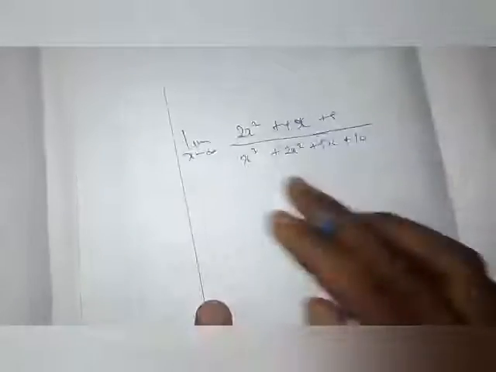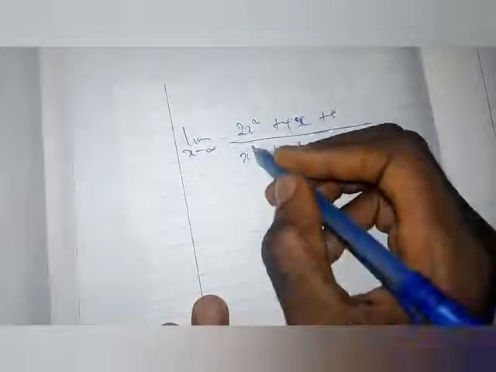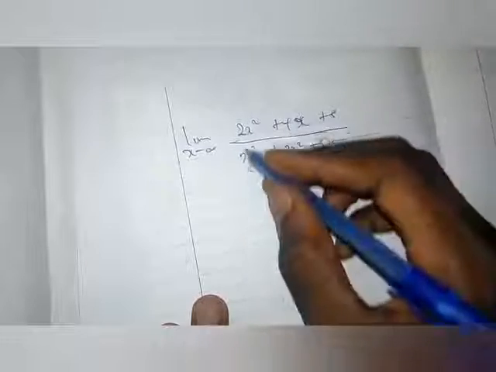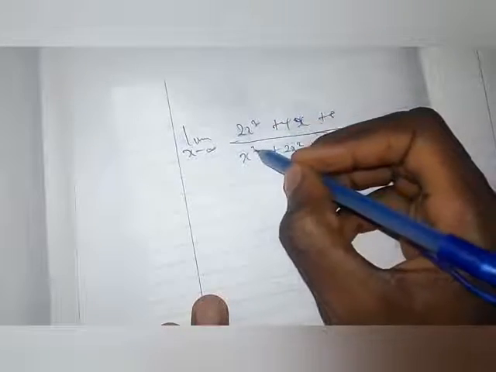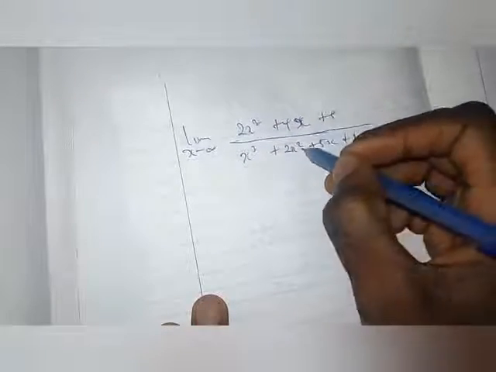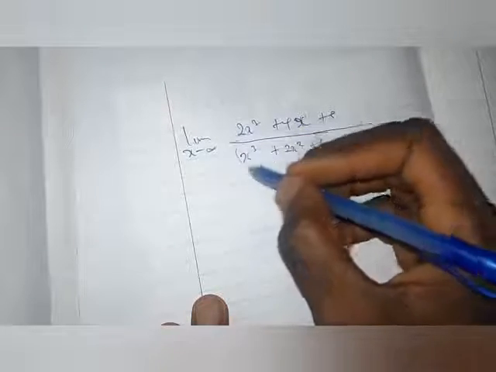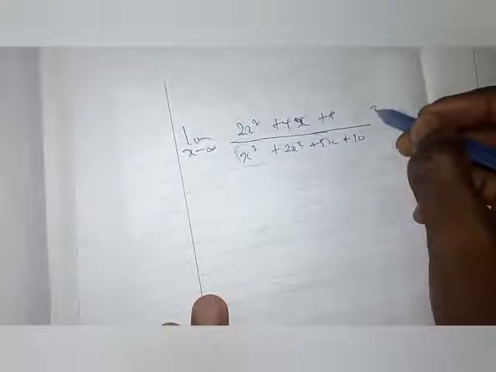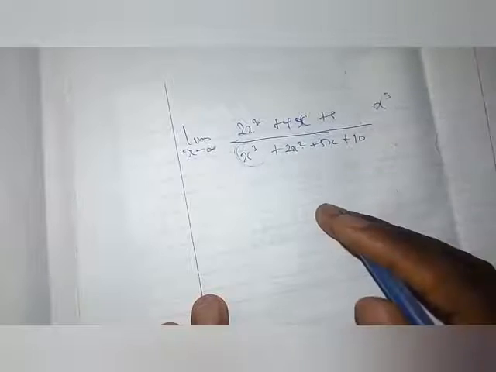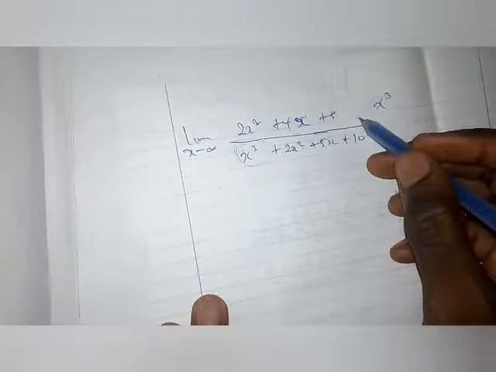Here the same thing: we look for the highest degree of x. You find x raised to the power of 2, x to the power of 3, x to the power of 1, x to the power of 2. So the highest degree of x is x raised to the power of 3, and you divide through by x cubed.